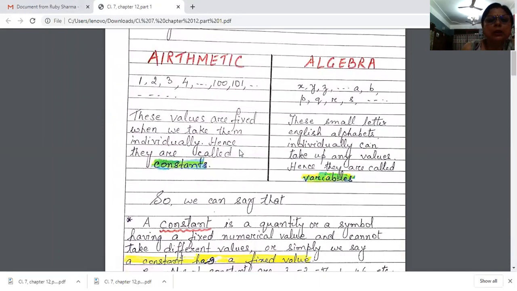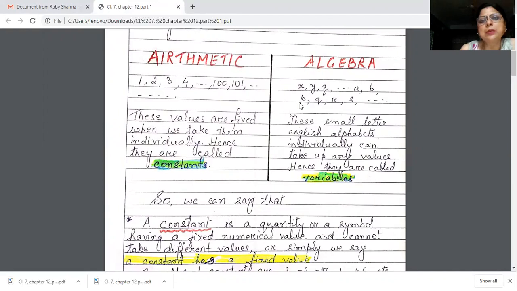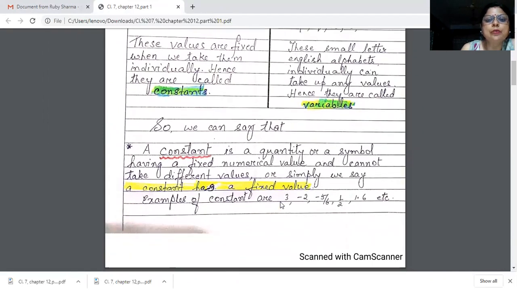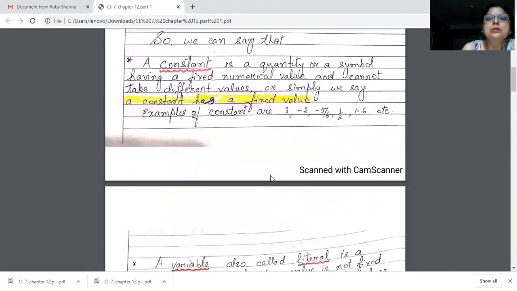In arithmetic, these values, which include decimals and fractions, as I told you before, have a fixed value. They do not change their value, so they are called constants. And the small letters of the English alphabet can take up any values, and hence they are called variables. How do we define constants and variables? A constant is a symbol which has a fixed value.